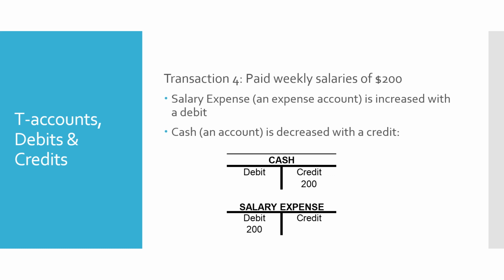Transaction number 4, we're going to pay weekly salaries of $200. So salary expense, an expense account, is going to be increased with a debit. What we want to do with our expense accounts is show the expenses we have incurred during the period. So every time we incur an expense, we're going to debit the expense account. We're paying out cash. Whenever we pay out cash, we want to decrease the cash account with a credit.